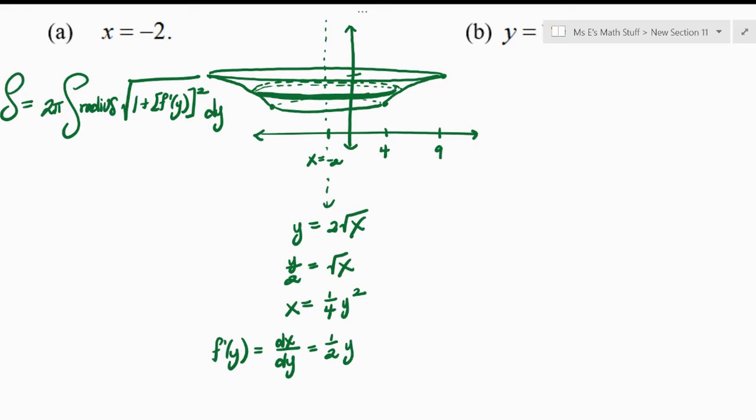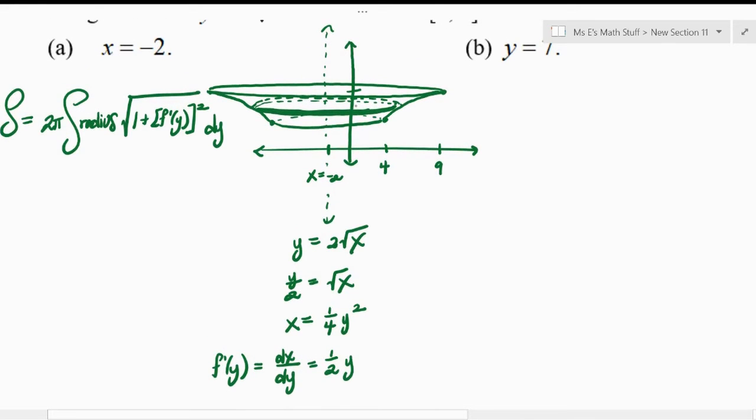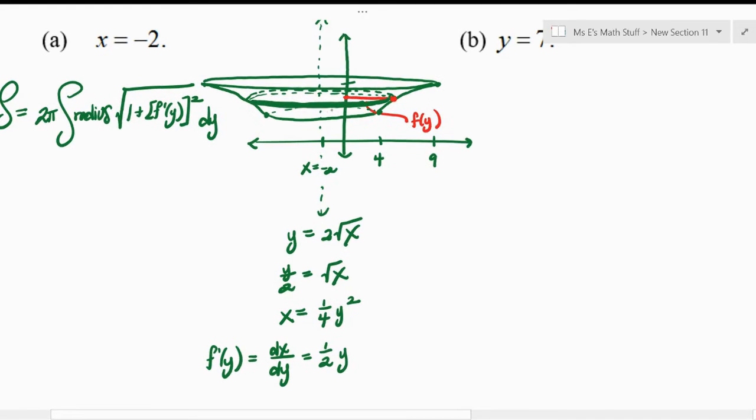Now let's figure out what the radius is. This is typically the trickiest part, and we need the radius to be in terms of y. Let's break this down. First question, what is the distance from the x-axis over to the graph? Well, I claim that that part would equal f of y, or your x coordinate. And then you need to add this distance right here. That distance, my friends, would be 2 units. So that entire radius should be f of y plus 2.